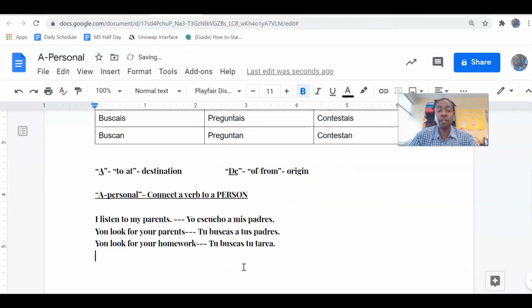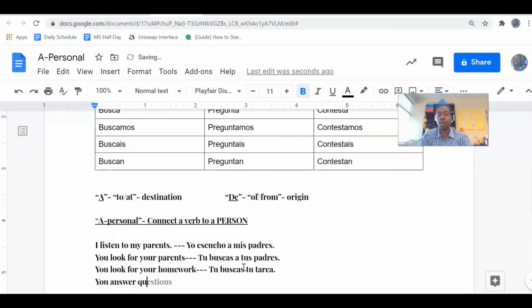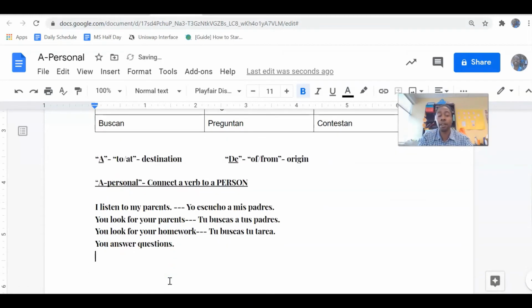So a good example of this is if I said something like, you answer questions. So here in English, my English version, there's nothing that connects the word answer to questions. And similarly, if I was talking about a person, if I said they answer the teachers, here you can see that there's nothing that connects to answer to questions or to teachers, because that's just the way we use the word answer in English. But in Spanish, we're going to not need anything for questions because questions are not people, but we would need something for teachers because for now, most teachers are still people, not robots.